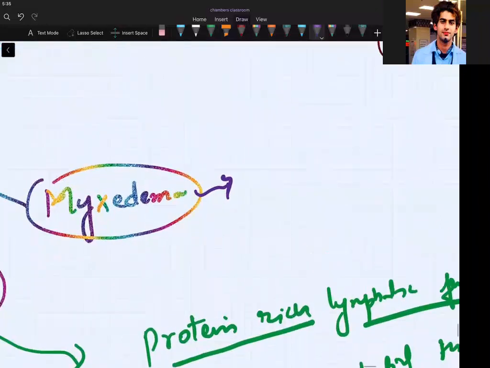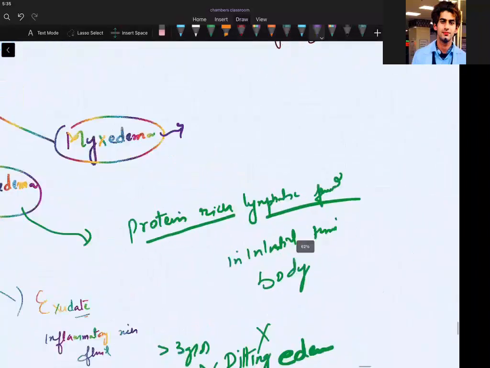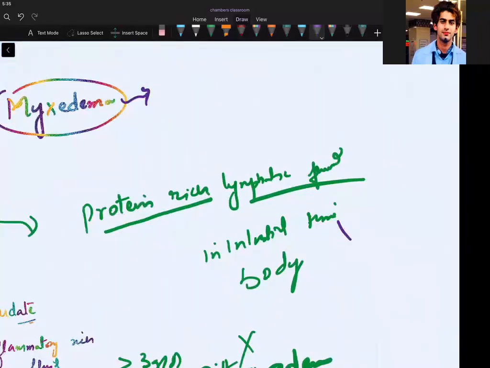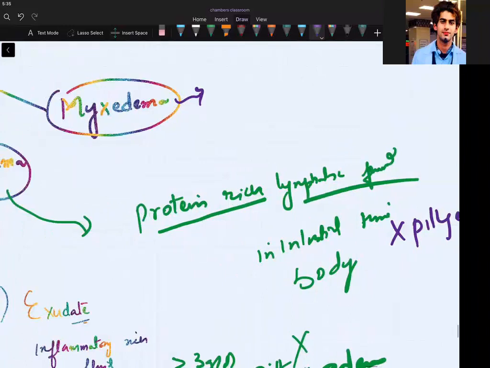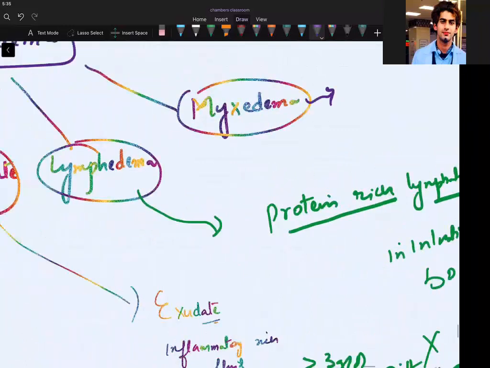So this is mixed edema. Now, mixed edema means, if a fluid is protein rich, will it cause pitting edema? No pitting edema. Again, it is preventing the pitting edema. Protein rich. Okay. Now what is mixed edema?